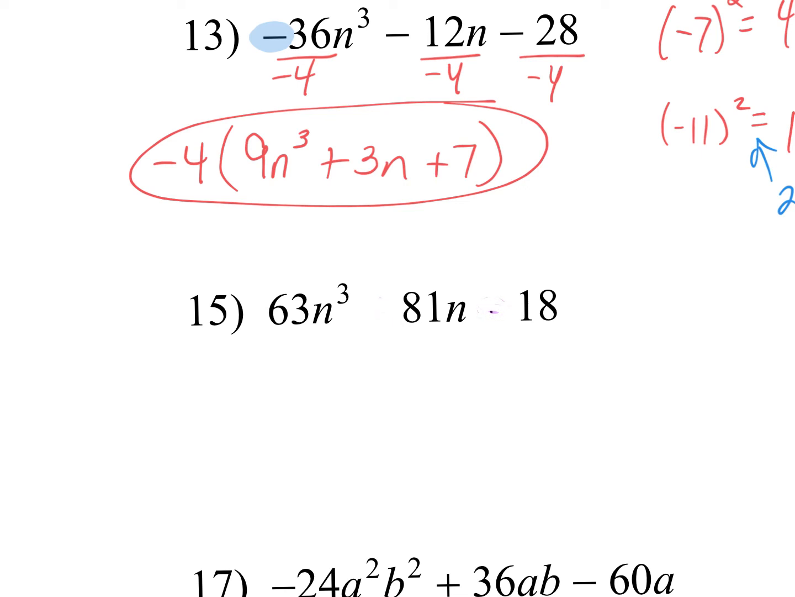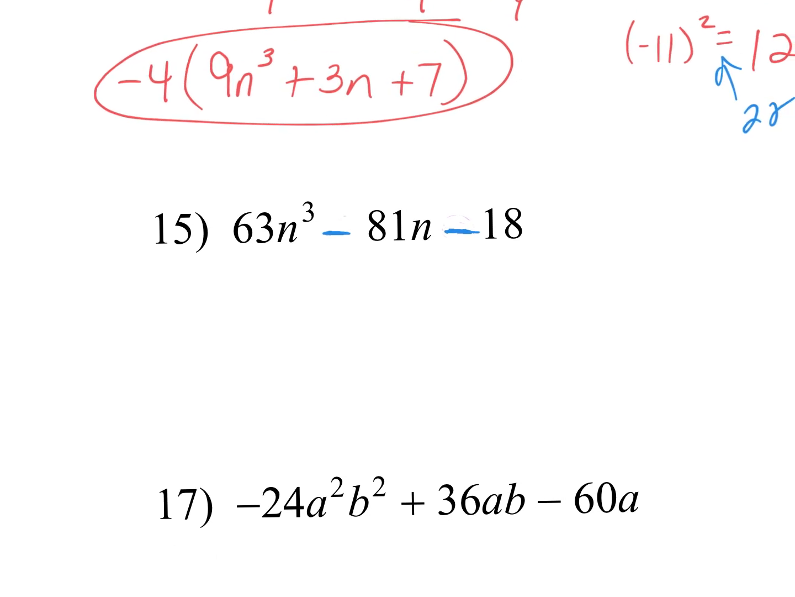Good questions. So I have negative, negative, right? What do these three terms have in common? 9 goes into 63, 9 goes into 81, 9 goes into 18. Good. Can I take out a variable? No. So I'm just going to take out 9. I'm going to take out positive 9, Isa, because 63 is positive. If your leading term, when it's written in standard form, is positive, you take out a positive factor. If it's negative, you take out a negative.